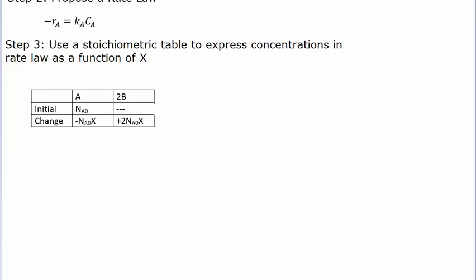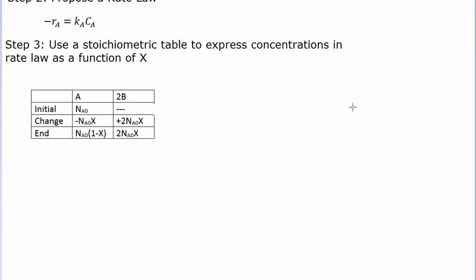Lastly, we're going to have the amount at the end. Oh yeah, and over here, this dash means we're assuming that there's no B initially in the system. So at the end, we're simply going to have N_A0 minus N_A0 X. So we can just pull that N_A0 out and describe it like this. And over here, we're just simply going to have 2 N_A0 X.